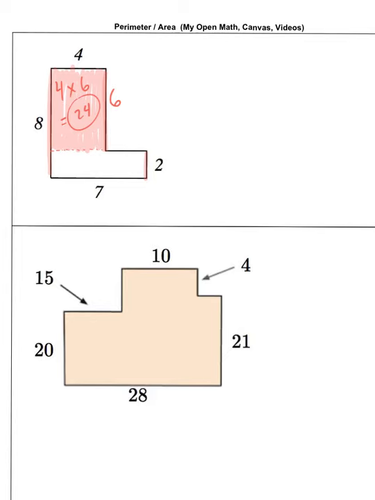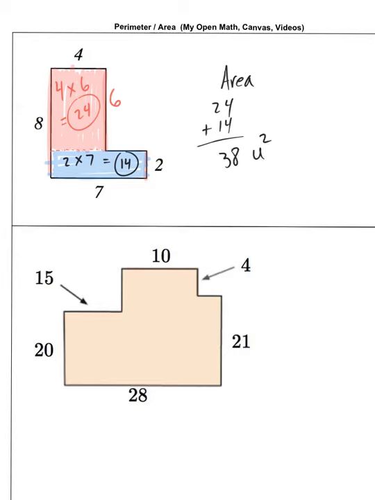Now if we go down here and we get the area of this bottom rectangle, that is a 2 by 7. So that is a base times height, 2 by 7. That gives us 14. So to get the area of this, we add those together. 24 plus 14 gives us an area of 38, and of course units squared.